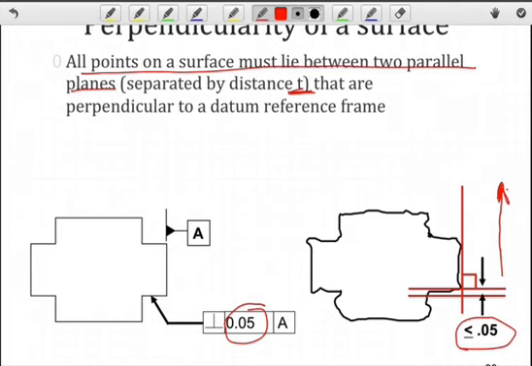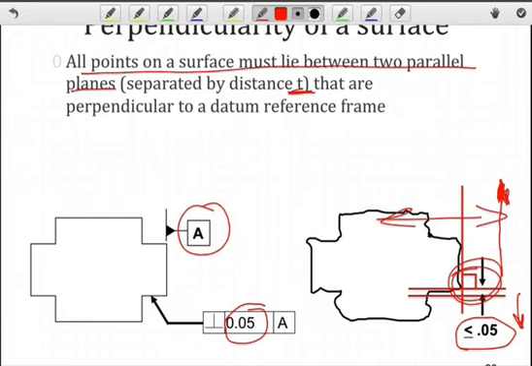I could shift that upward in this direction, as long as the surface lies between those two planes, or I could shift in this direction. What I have to maintain is its perpendicularity to datum A, which, as you know, is a planar surface here. So I can't violate that relationship, but I can certainly move that tolerance zone up and down as long as we maintain perpendicularity, and of course I can translate it left and right.